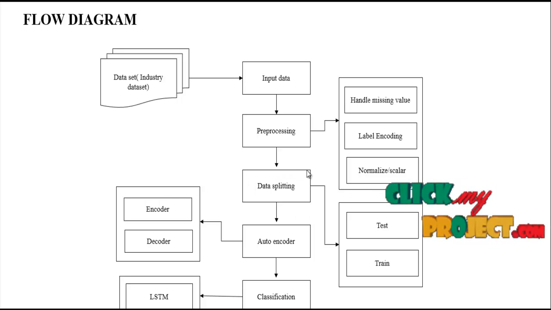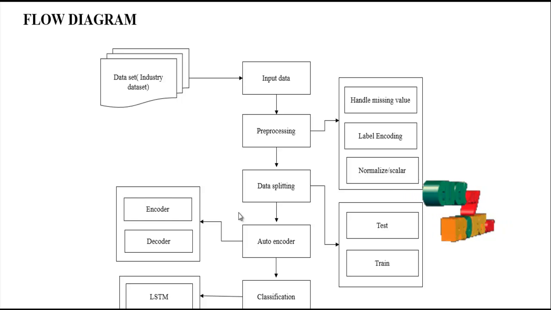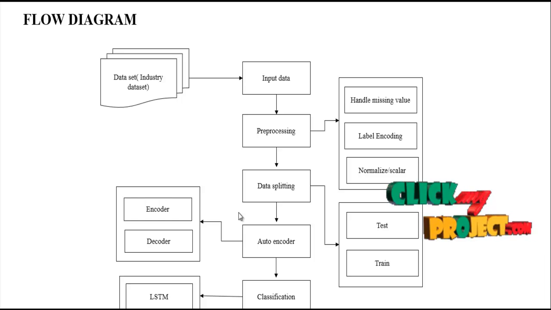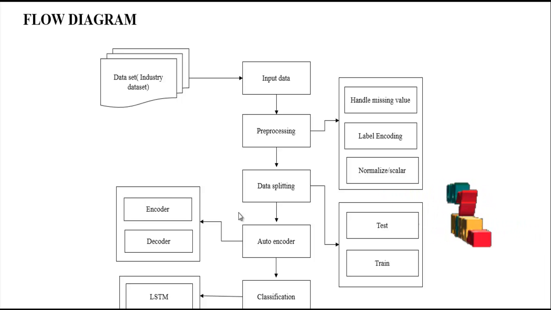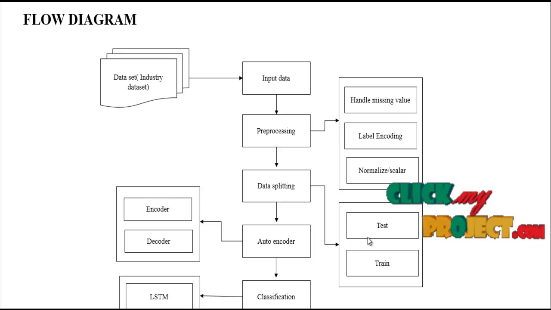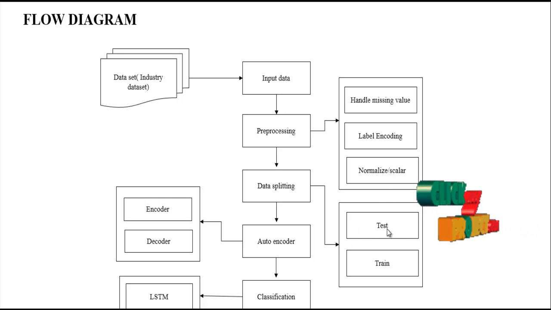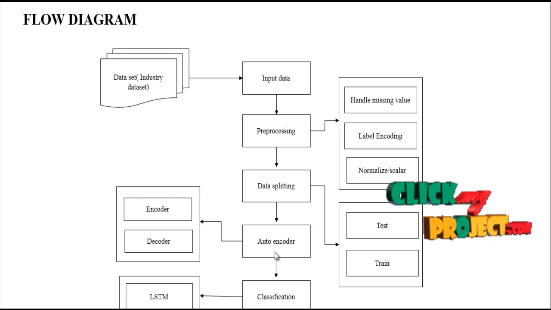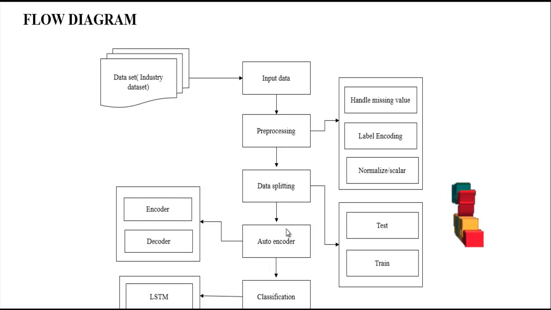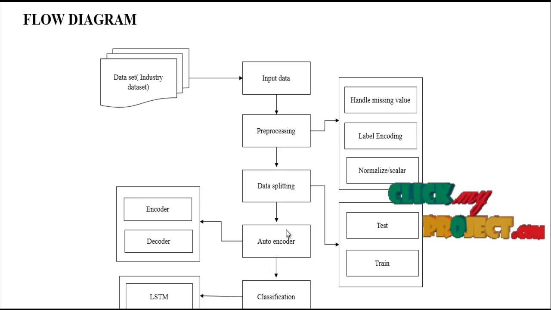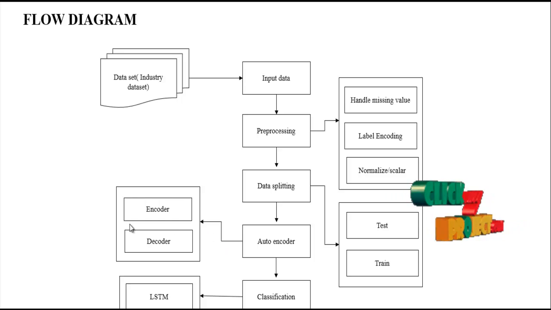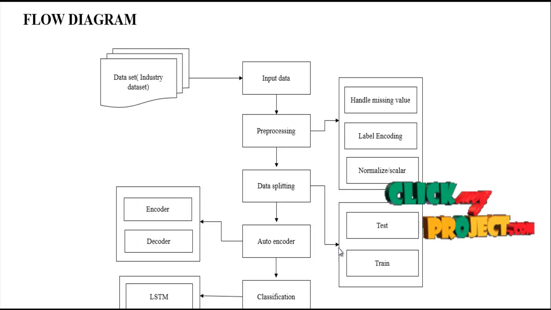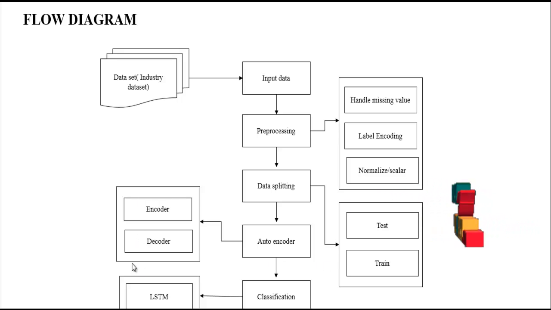After that we have to implement the data splitting. Data splitting is the act of partitioning the data into test and train. The test contains the smaller portion of our input data, and train contains most of our input data. After that we have to implement the autoencoder model. This model compresses the raw data by encoding the input data and then decoding it again. So the purpose of the autoencoder is compressing the data.